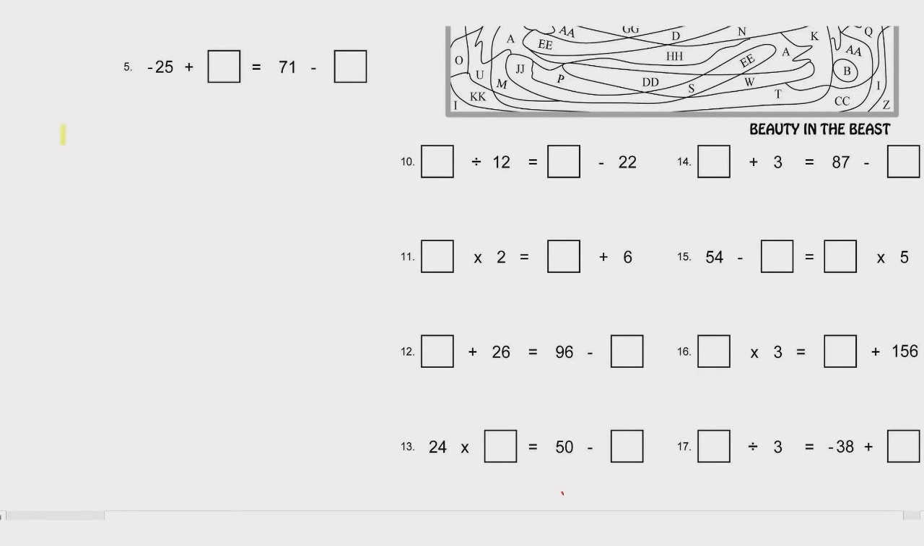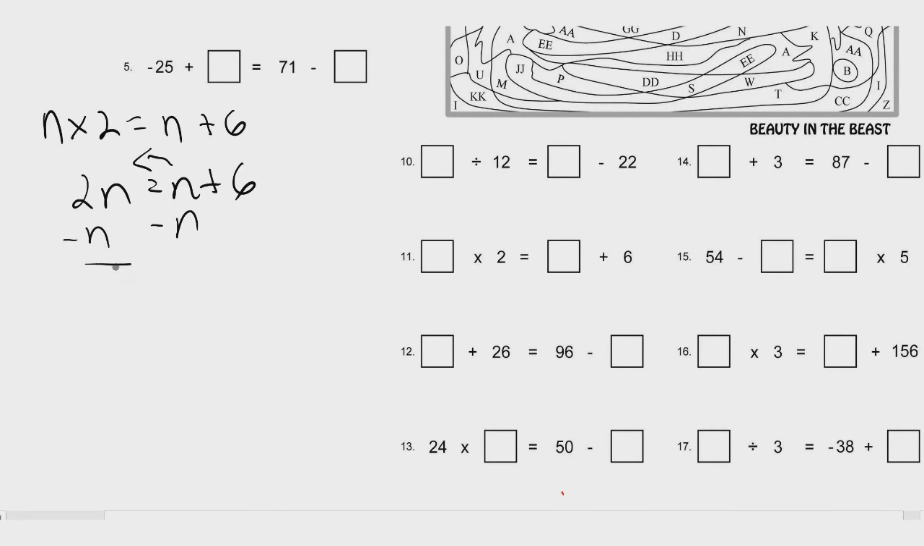Problem 11. We have an empty box which becomes an n, n times 2. We got another empty box which becomes n plus 6. Well, n times 2 is 2n, n plus 6. All I would do is send the n to the other side. Now again, you can move whatever you want, but the idea is to figure out what saves you time. I figured the n will save us some time, because if I just send n over, minus n, we get rid of it. We have 6. He's all happy now. He's by himself. And over here, 2n minus n gives me n. We're done. n equals 6.